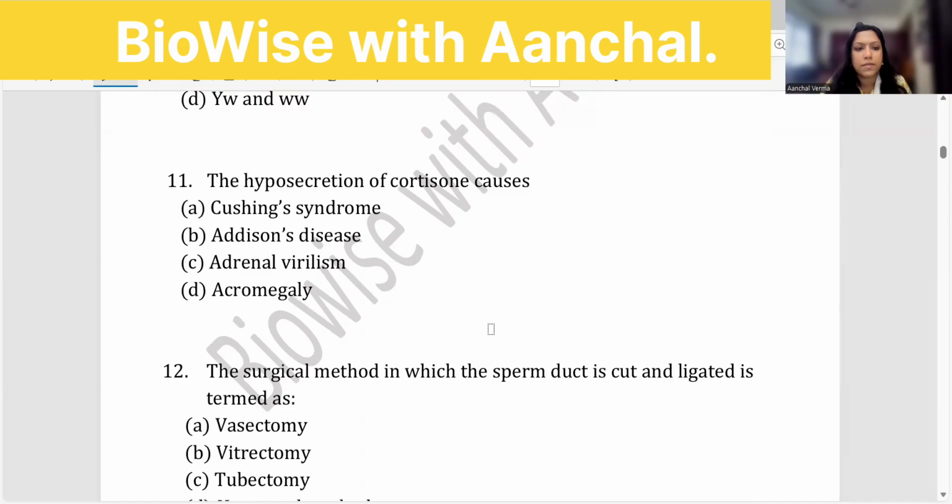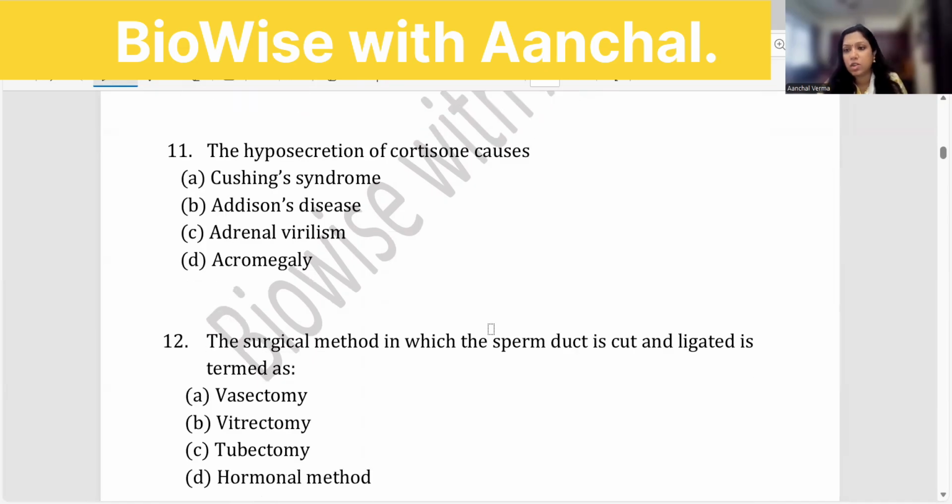Moving to the next. The hyposecretion of cortisone. Hyposecretion of the cortical, that is corticotropic hormones. Now hypo means what? Less. A is less than C, and alphabet A comes first and then the C. So the answer is Addison's disease. Hyper means more, so that will be Cushing syndrome. So Cushing syndrome is hypersecretion of cortisone, hypo is Addison's. Adrenal virilism is more of androgen. Acromegaly is more of the growth hormone.